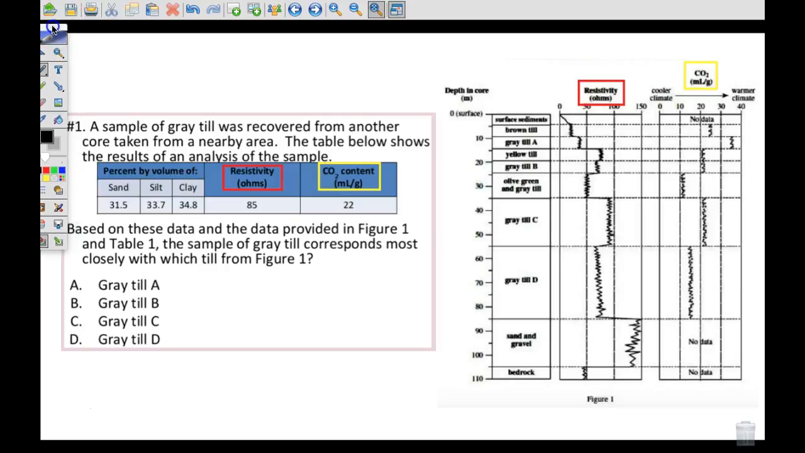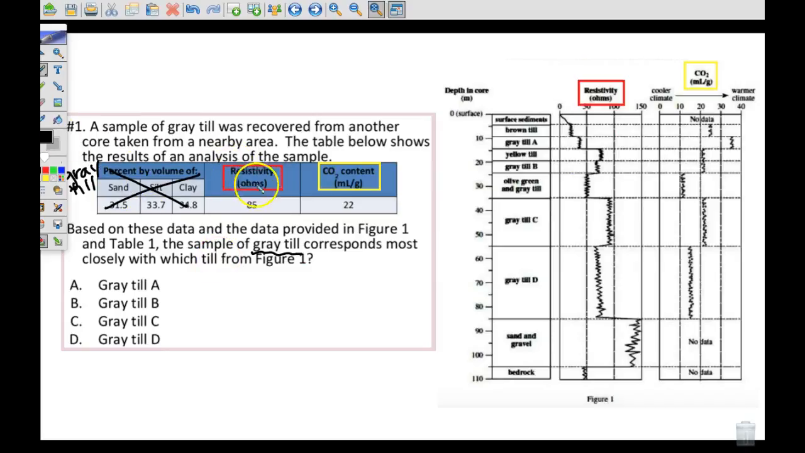So in our first question, it asks, a sample of gray till was recovered from another core taken from a nearby area. The table below shows the results of an analysis of the sample. So we see a data table here. Based on these data and the data provided in Figure 1 and Table 1, the sample of gray till corresponds most closely with which till from Figure 1. So this data table is about the gray till. And this part actually is a distractor because this type of information is not found in Figure 1.